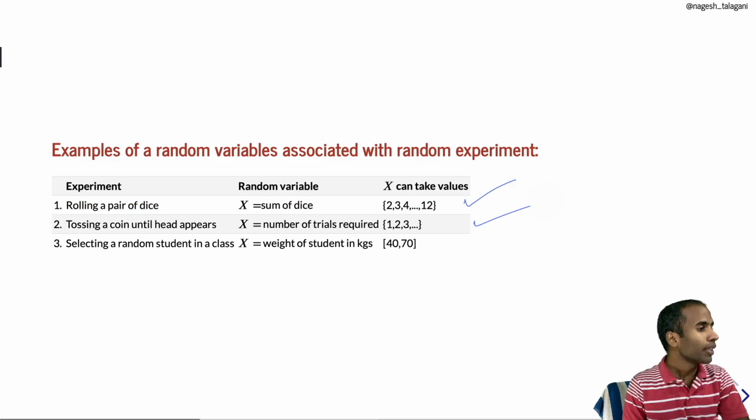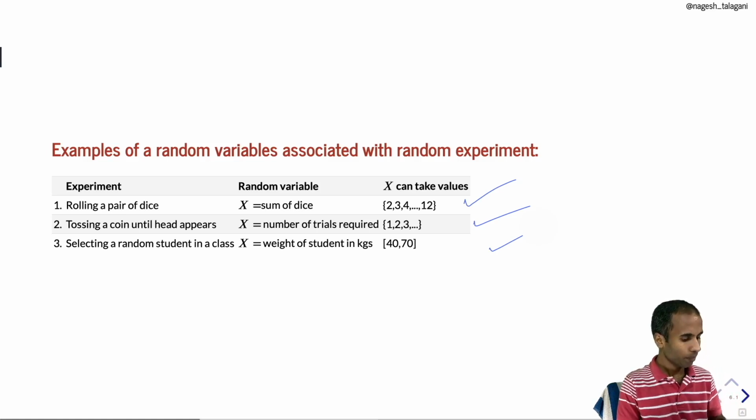In experiment 3, selecting a random student in a class. Here X is the weight of the student in kgs. Here X can take any value in the interval 40 to 70 kgs. In experiment 1, the range of X is finite. In experiment 2, the range of X is countably infinite. In experiment 3, the range of X is an interval, which is an uncountable set.